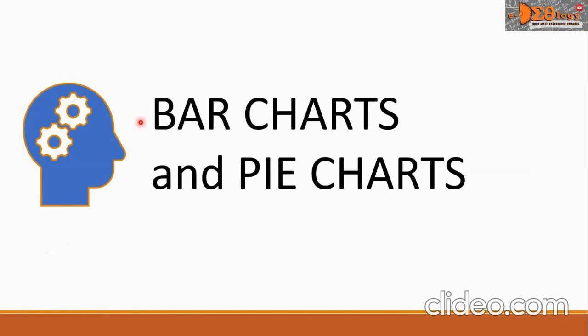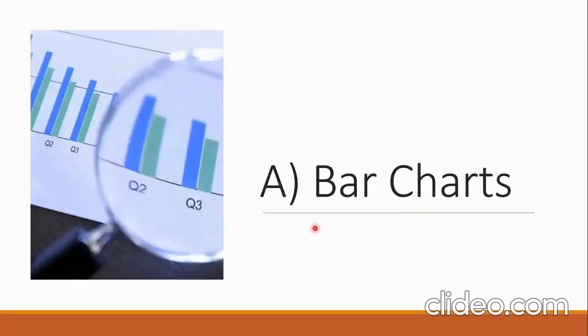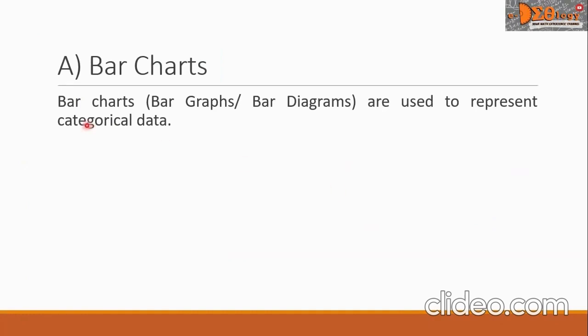Today we're going to study bar charts and pie charts. Let's begin with bar charts. Bar charts, or sometimes called bar graphs or bar diagrams, are used to represent categorical data.